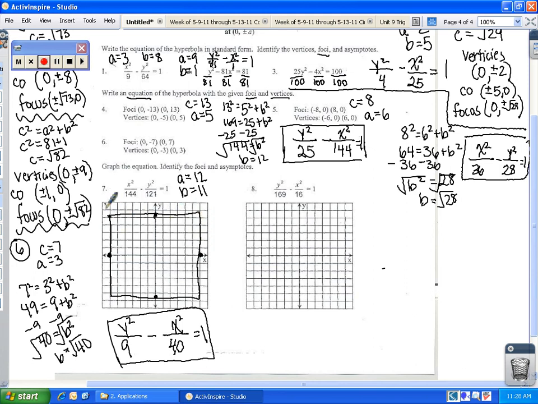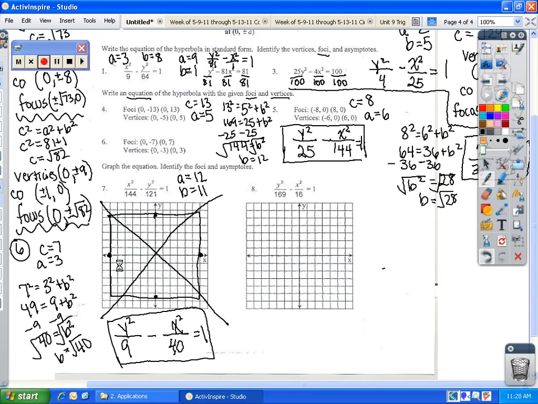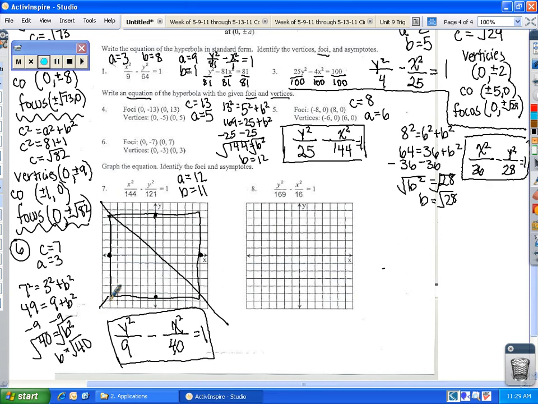And then I know my asymptotes go through the corners of my rectangle. Oops, that wasn't a very good rectangle that I drew. I should use my line tool here. Probably be a little better. Let's just go ahead and undo that. So again, it's going to go through the corners of my rectangle.